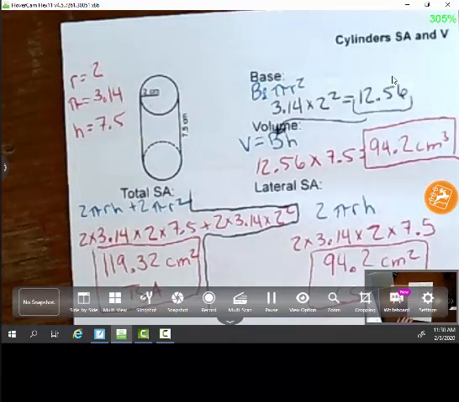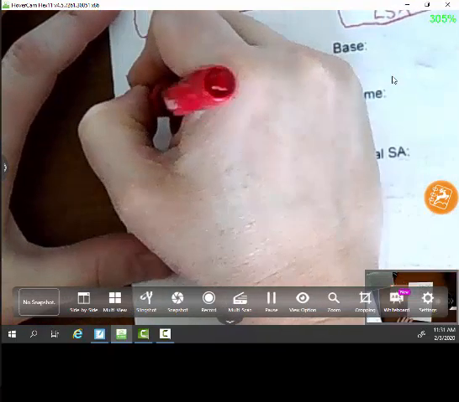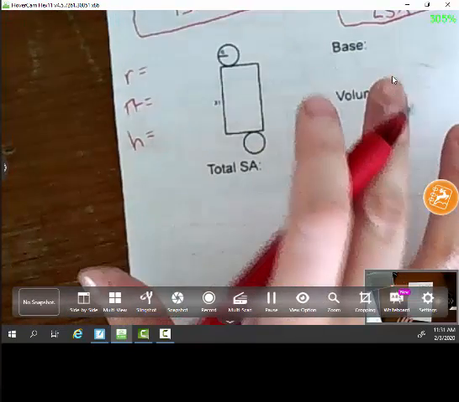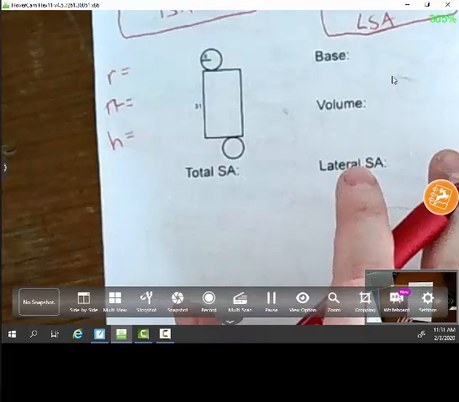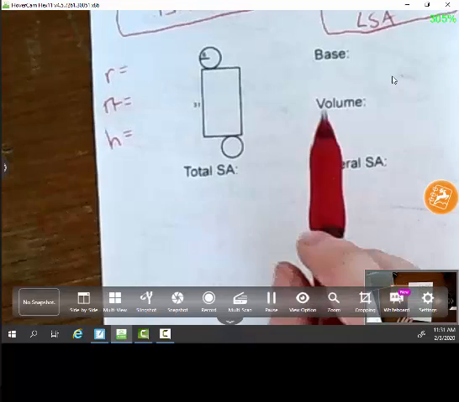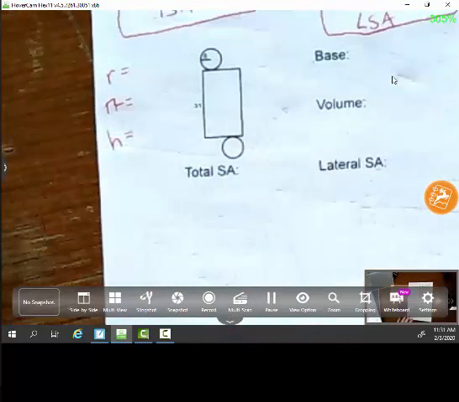Bottom left, it's a net. Start off the same way. Find R, find pi, find H. I want you to get as far as you can, and we will check total surface area, lateral surface area, and volume whenever we get back from break.